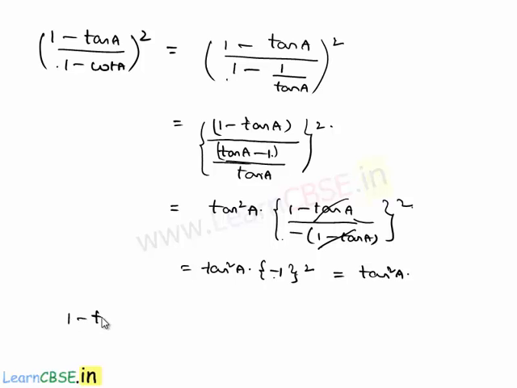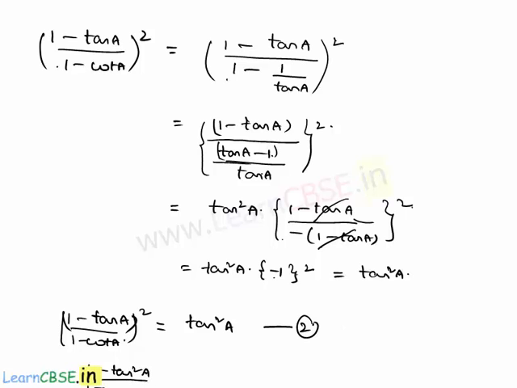So ((1 minus tan a) by (1 minus cot a)) whole square is equal to tan square a. Let this be our second equation. From 1 and 2 we can say that (1 plus tan square a) by (1 plus cot square a) is equal to ((1 minus tan a) by (1 minus cot a)) whole square, which is nothing but tan square a.